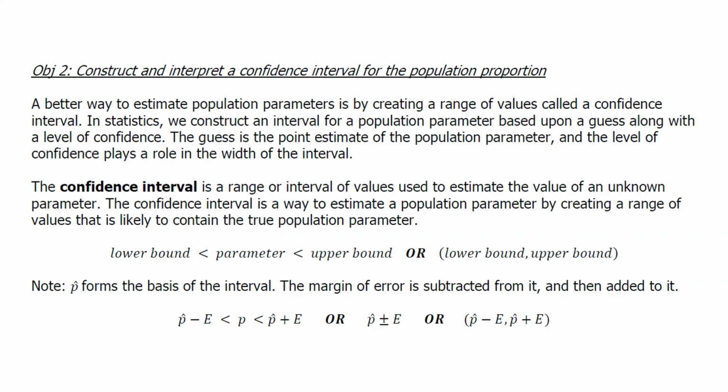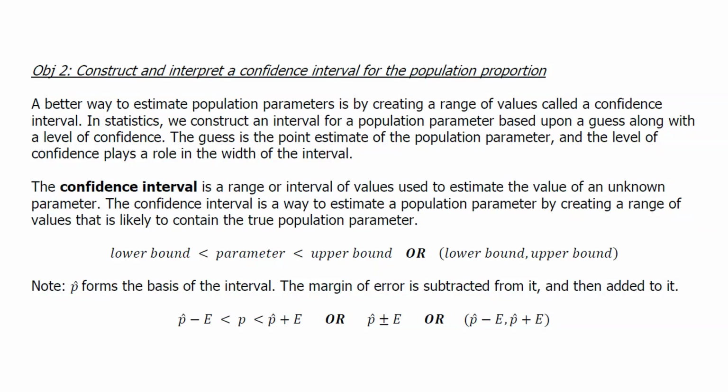All right, objective 2, construct and interpret a confidence interval for the population proportion. Okay, so why do we need confidence intervals? So a better way to estimate population parameters is by creating a range of values called a confidence interval.